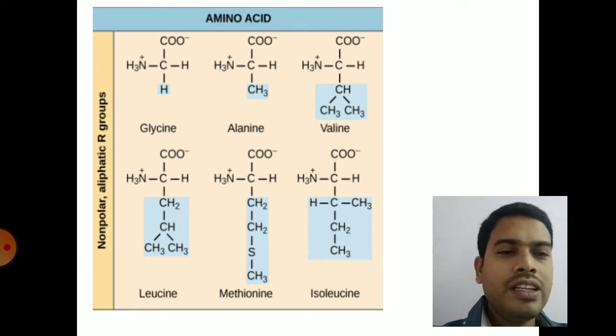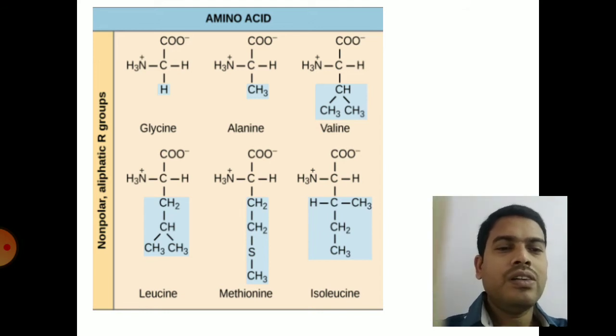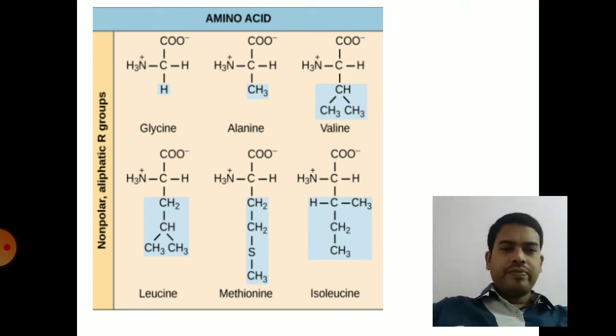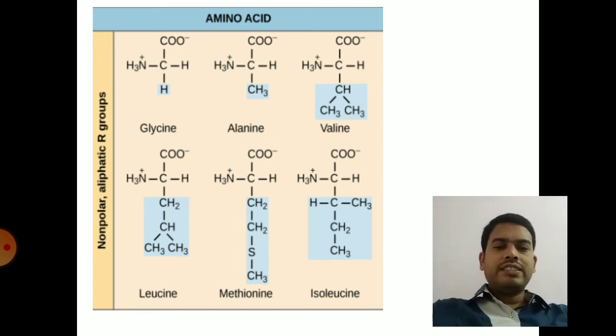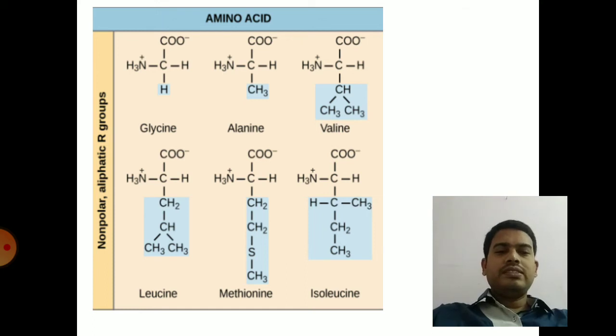Methionine in the form of S-adenosyl methionine plays an important role in methyl group transfer in biological reactions. Methionine is also the starting amino acid during the process of protein synthesis in eukaryotes. Methionine in the form of formyl methionine is the starting material for protein synthesis in prokaryotes. So that is about methionine.